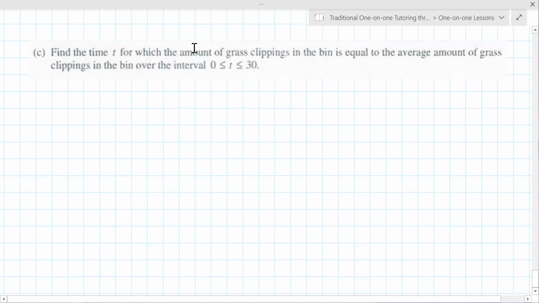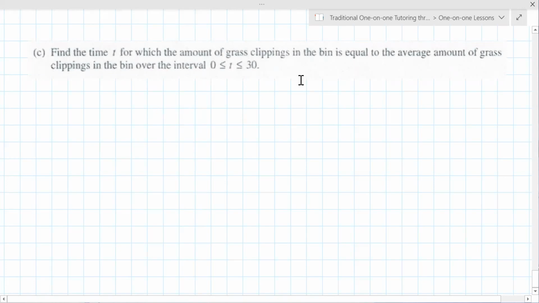But this isn't super interesting. I mean, grass clippings, who cares? We don't even have grass here. All right, find the time t for which the amount of grass clippings in the bin is equal to the average amount of grass clippings in the bin over the interval 0 to 30.